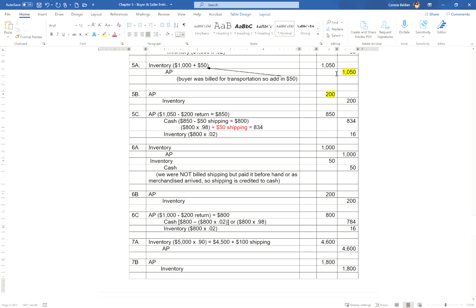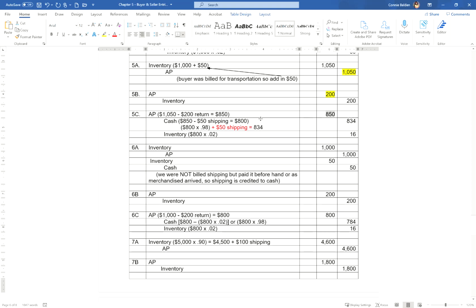So when it comes time to pay it off, my accounts payable balance needs to be debited for $1,050 minus $200. So $1,050 minus $200 means I'm going to debit accounts payable for $850. Okay, let's skip to inventory next. Only $800 of it is eligible for the discount.